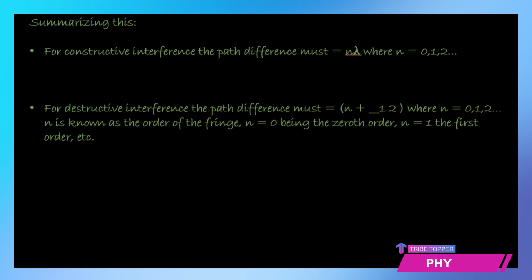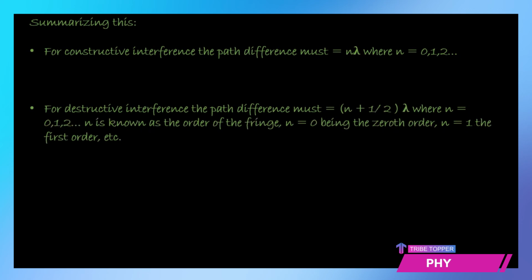Another thing we need to understand is when constructive interference happens. For constructive interference, your path difference must be n times lambda. For the central brightest spot, n is 0, so the path difference is 0. After that you have the first bright fringe, where n is equal to 1, so your path difference is equal to lambda. And so on for the successive second, third, and fourth bright fringes, your path difference will be 2 lambda, 3 lambda, and so on.